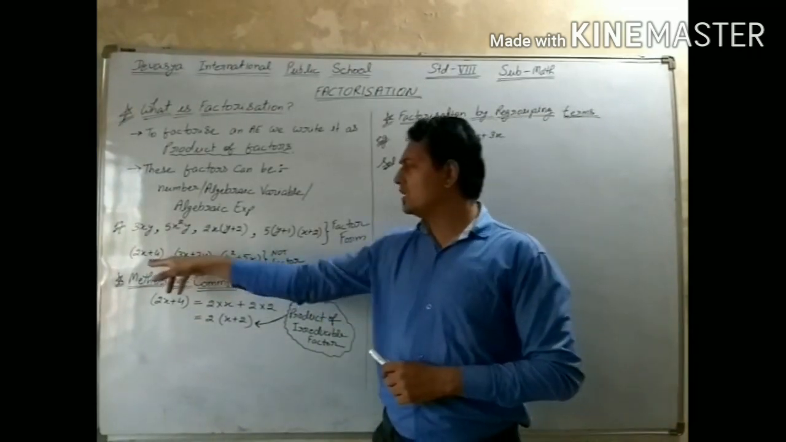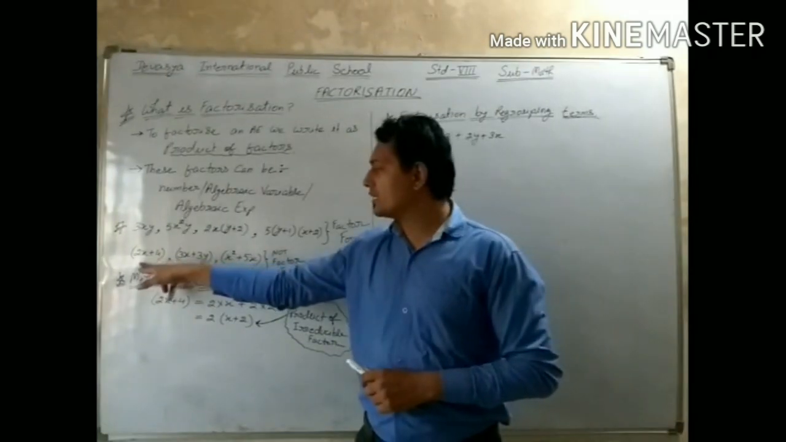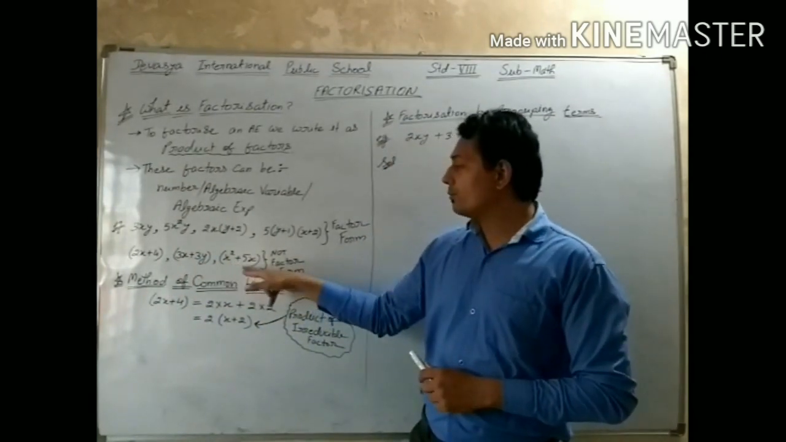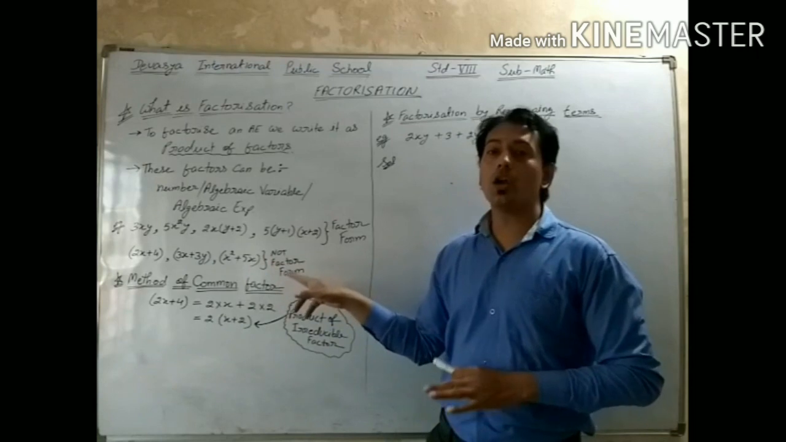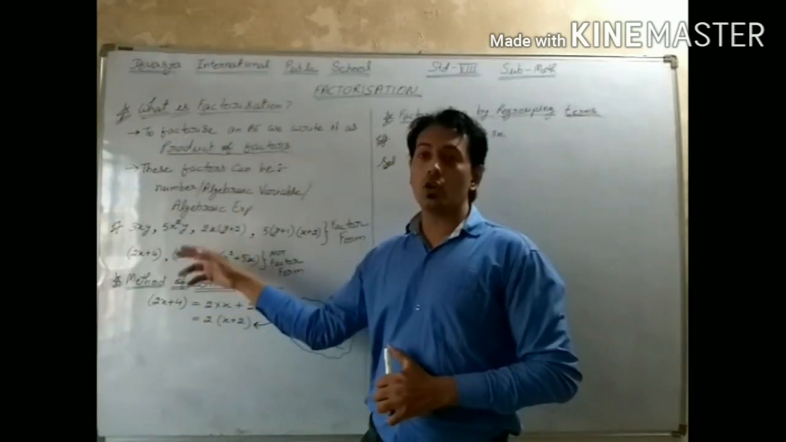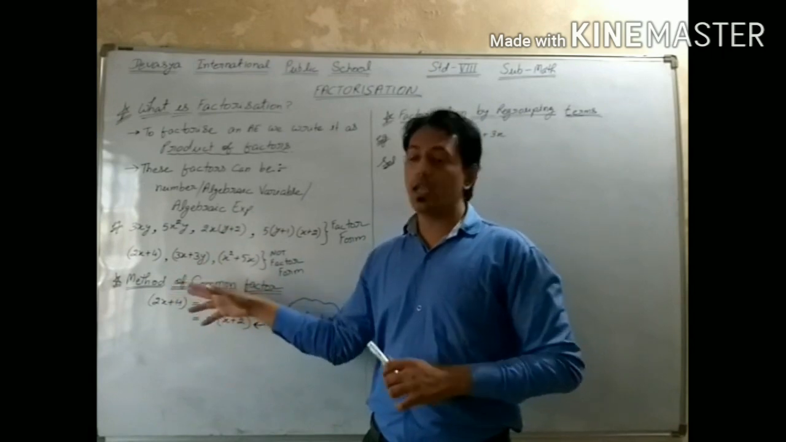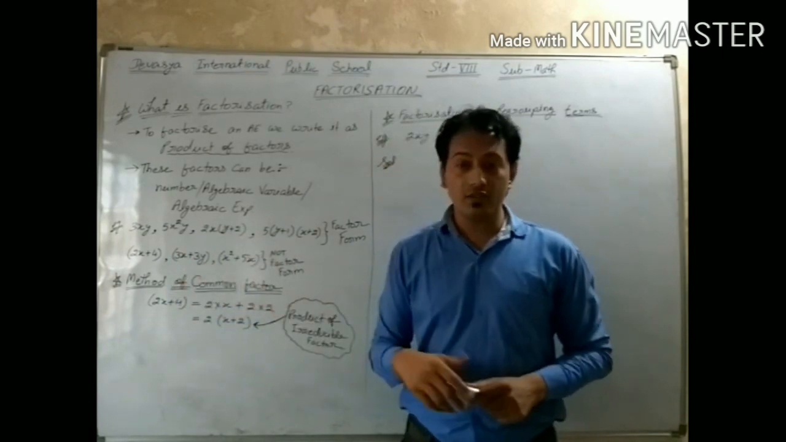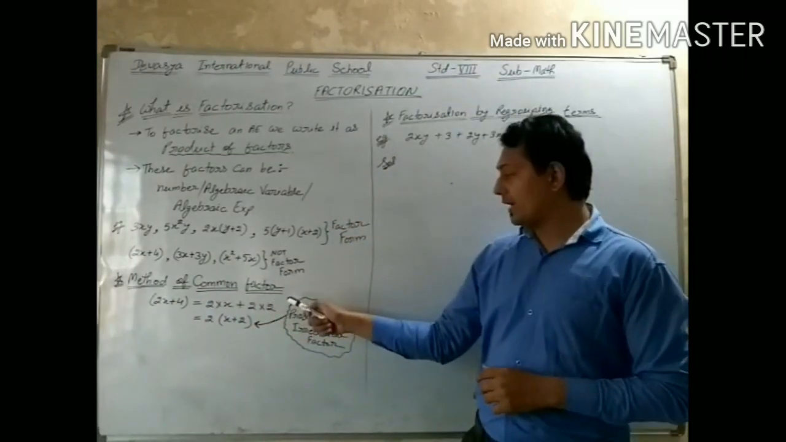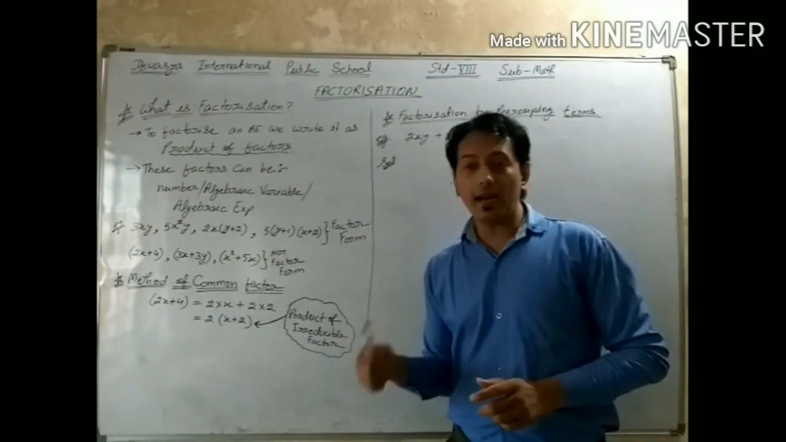Now just look at these algebraic expressions here. 2x plus 4, 3x plus 3y, x square plus 5x. These are not in the factor form. Why? Because we cannot find out the factors of these algebraic expressions by simply looking at it. So how do we factorize now? So our next topic is the method of common factors. So we need to find out the common factors.